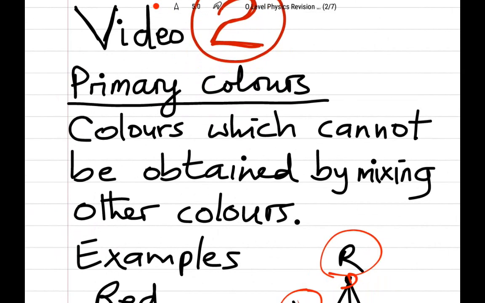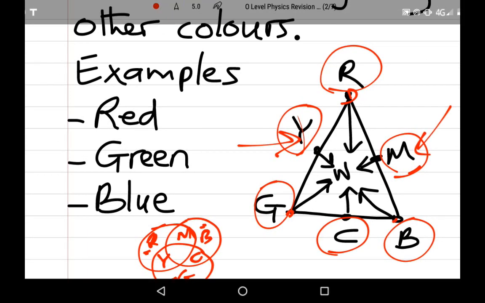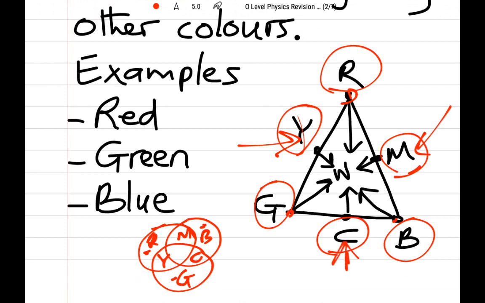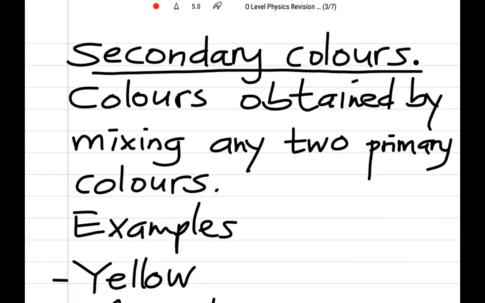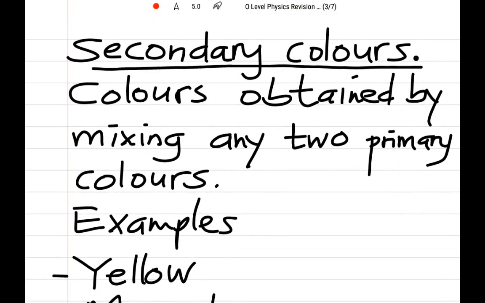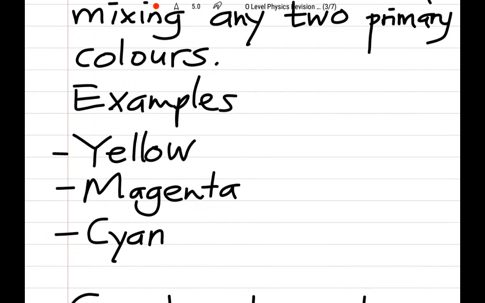Okay, for secondary colors, we are saying those are colors obtained by mixing any two primary colors: the yellow, magenta, and cyan. These three. Yellow is a mixture of red and green, magenta is a mixture of blue and red, and cyan is a mixture of green and blue. So secondary colors are colors obtained by mixing any two primary colors. Examples include yellow, magenta, and cyan.